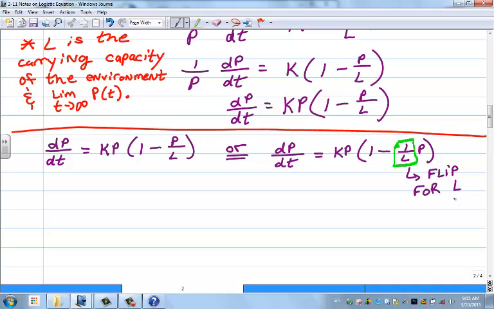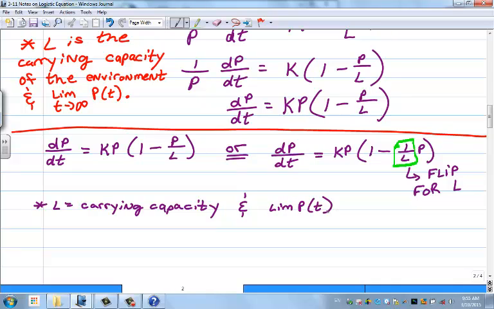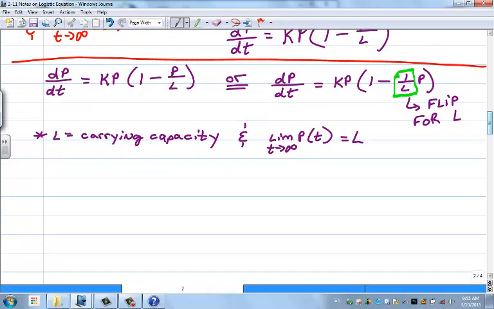All right, so now here are all the important things that you can take out of this. L is equal to the carrying capacity. If you haven't heard that word enough, I'll say it again: carrying capacity. And the limit of the population function as t approaches infinity. L is both of those things. Those two things are synonymous with one another.